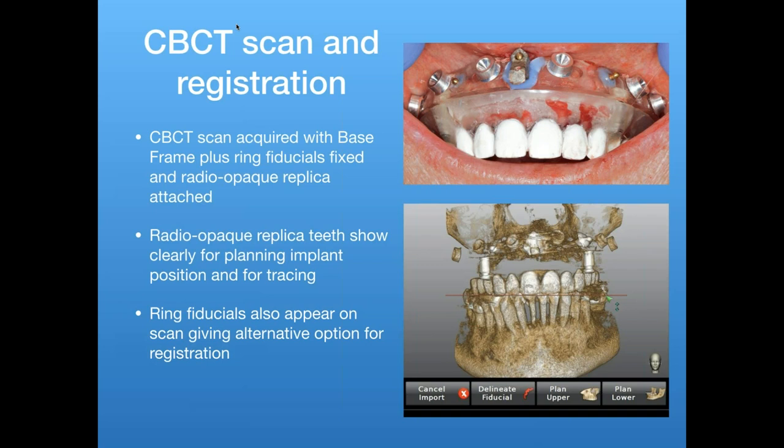Once we've got the base frame with the ring fiducials attached and the radio-opaque replica clicked on top, we can then take our working CBCT scan. So this is a second scan. The first scan is taken just to do a feasibility study to make sure the patient is suitable for full arch treatment, but this is now our working scan with the teeth missing. The radiopaque replica shows the teeth clearly for planning implant position and for tracing. And the ring fiducials also appear on the scan, giving an alternative option for registration.